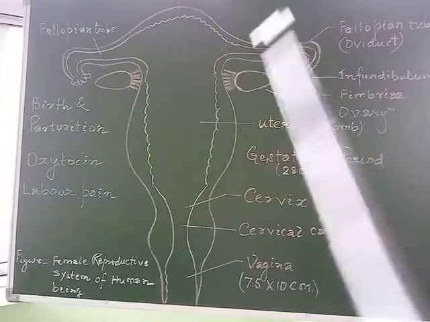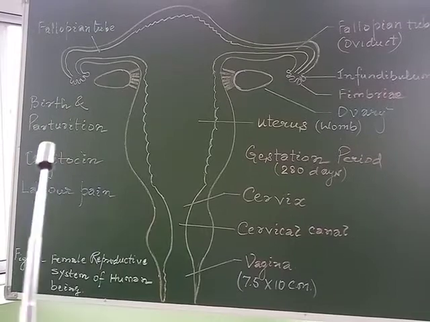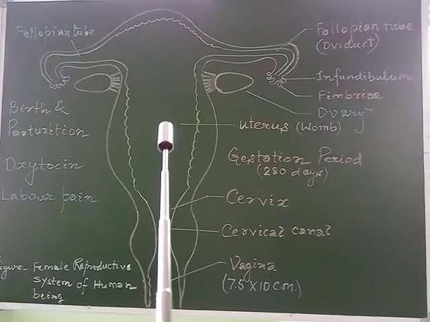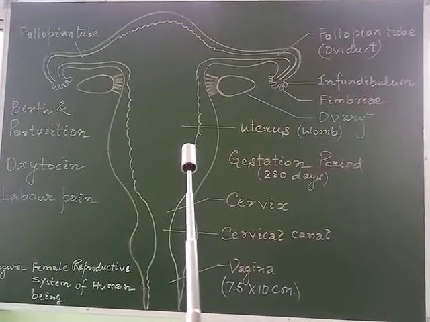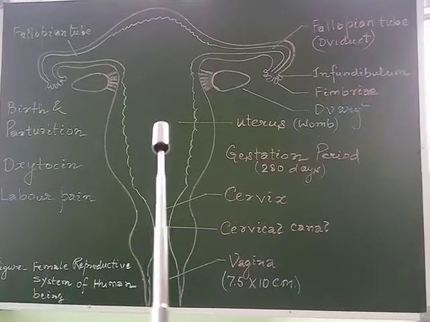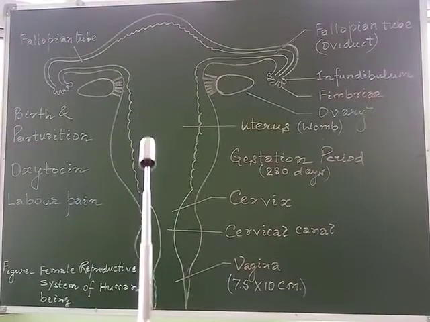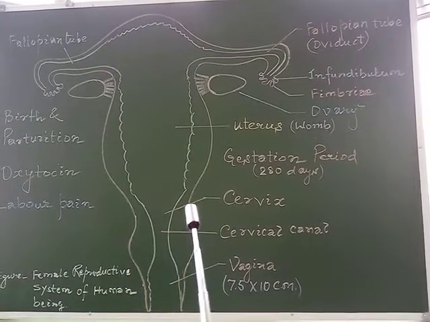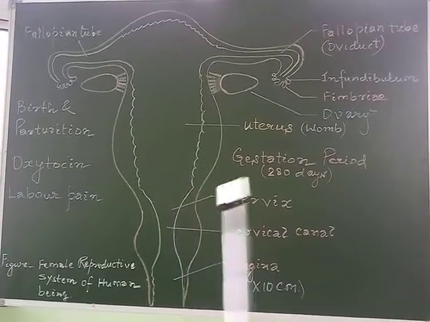The birth of a child is called parturition, and after a few minutes of the baby's birth, the placenta detaches from the uterine wall and is expelled out. This separation of the placenta from the uterine wall is called afterbirth.